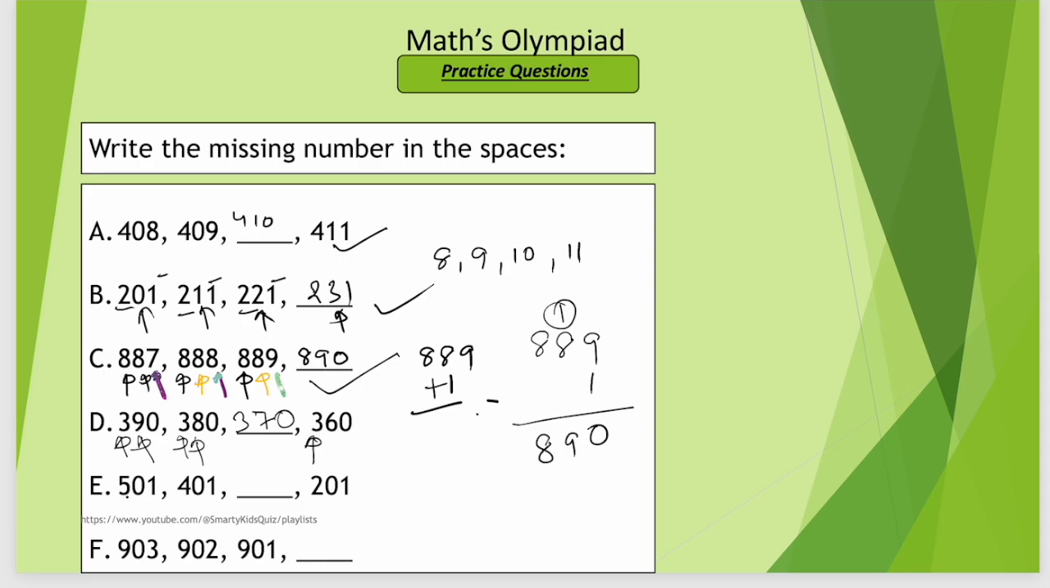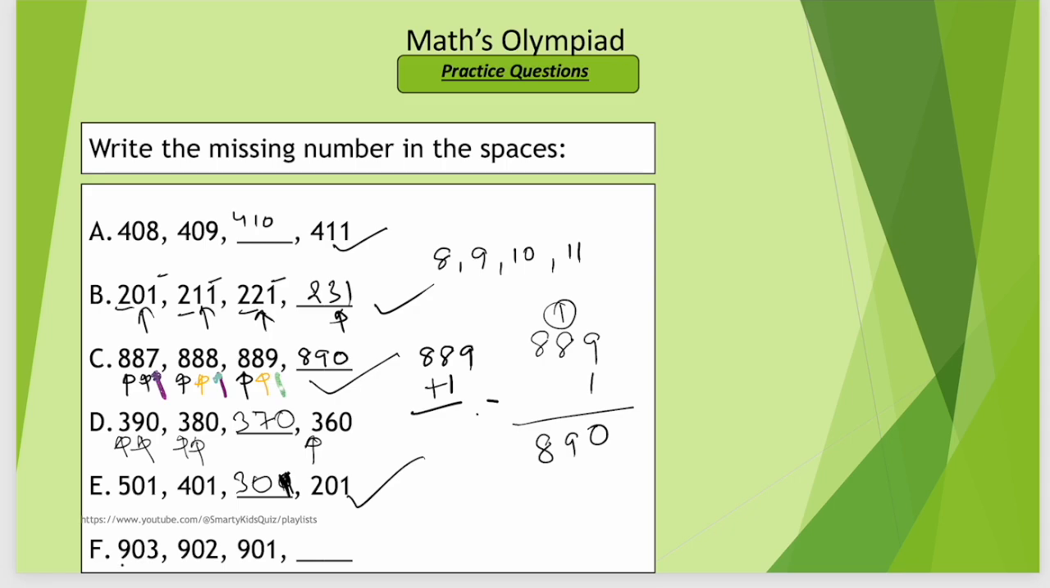Now here 5 not 1, 4 not 1, 2 not 1. So the hundreds place is 5, then 4, then 2, so the hundreds place is decreasing. So I can just write 3 here, decreasing. Now the tens place 0, 0, 0 is not changing, so I can write the same 0. Ones place 1, 1, 1 not changing. I can just write 301. Sorry, 301 is the answer.